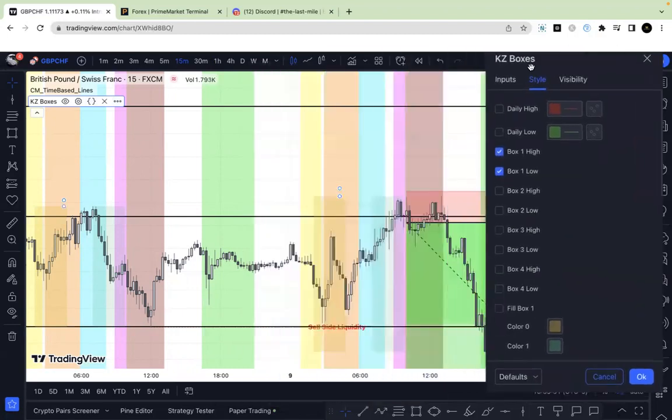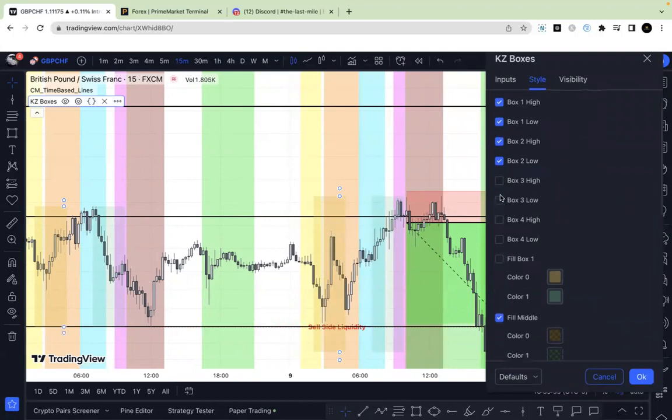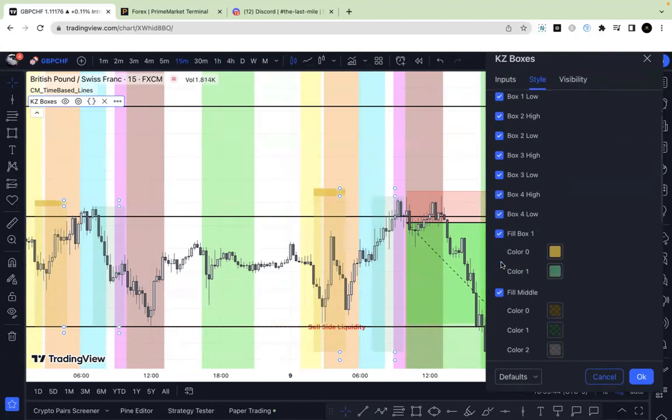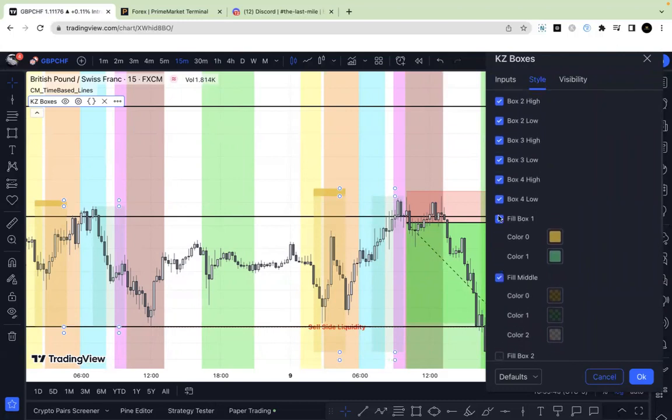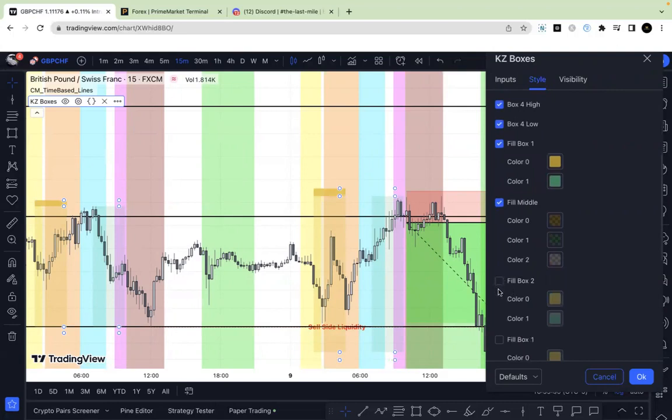I can't remember what the settings were for this, but we're about to see. I think it was literally all of these were checked. And then the fill box here. I could do the fill box. That's fine. Sorry, I think I get this together.